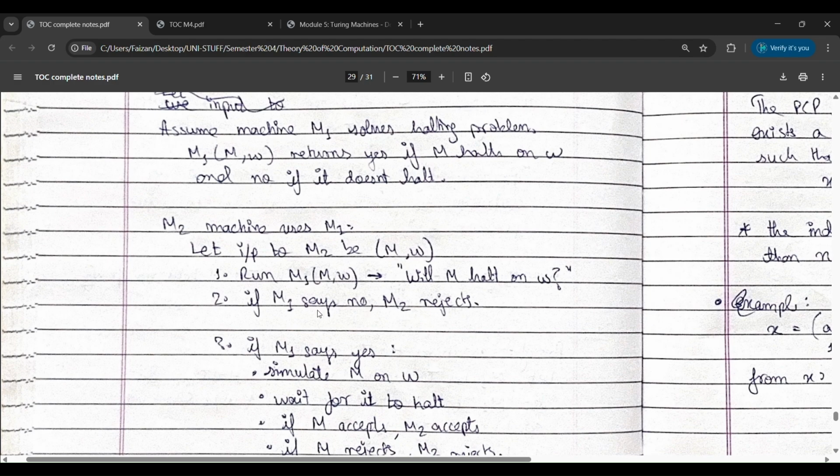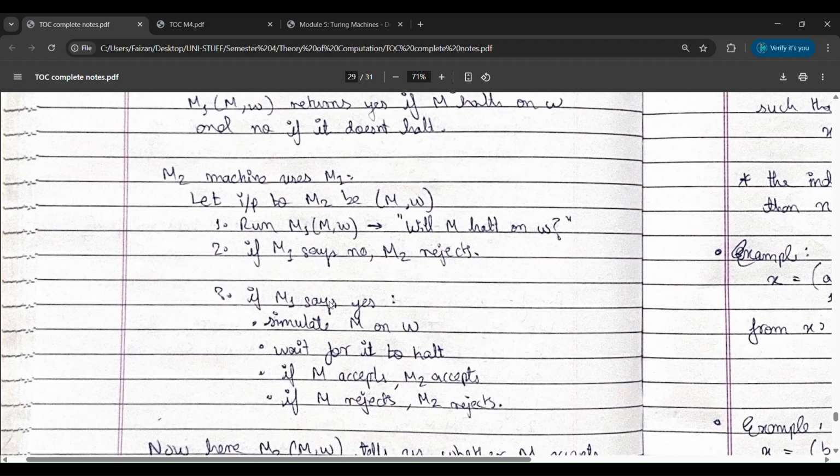If M1 says no, that means M2 will tell you that M1 has rejected it. If M1 says yes, then you are going to simulate M on W. You are going to simulate the machine on the string. When M1 says yes, it means it is accepting the string, and it's running on the string. Once it starts running, now you'll wait for it to halt.